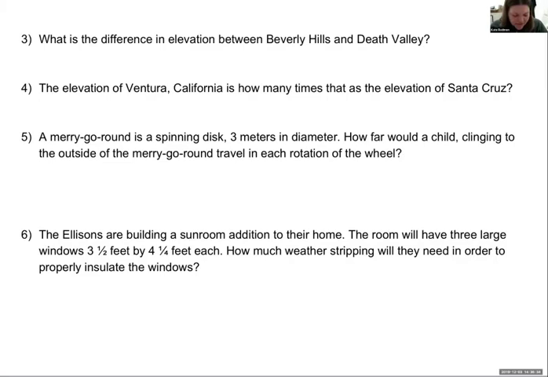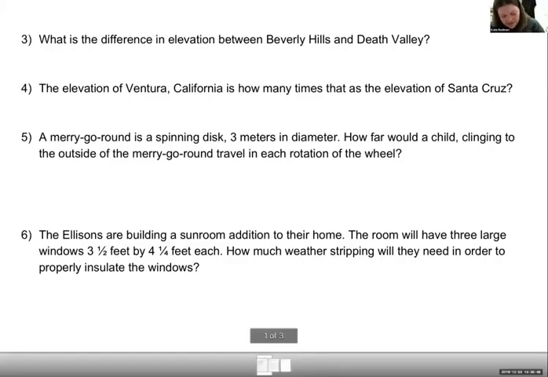So let's look at number 5. A merry-go-round is a spinning disc 3 meters in diameter. How far would a child clinging to the outside of the merry-go-round travel in each rotation of the wheel? I wanted to do a problem like this. The GED likes them, for one thing. But I wanted to do one like this because I don't think that it's easy to tell what's going on here without drawing a picture.